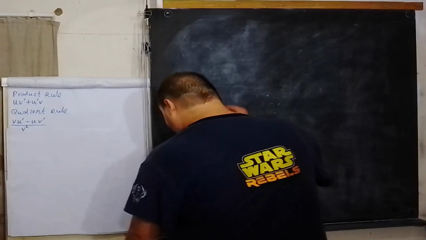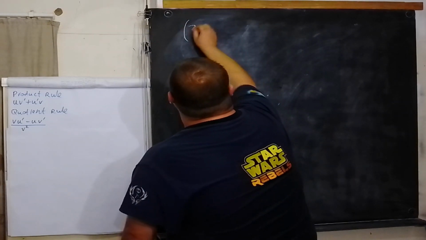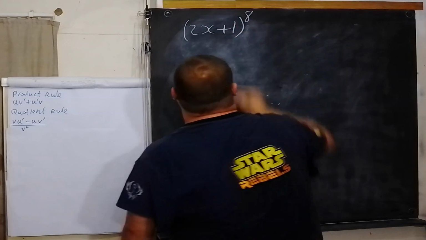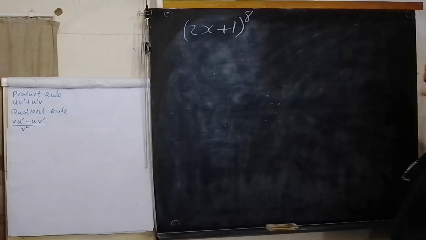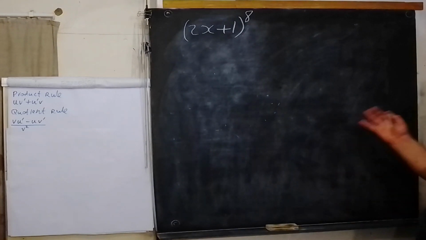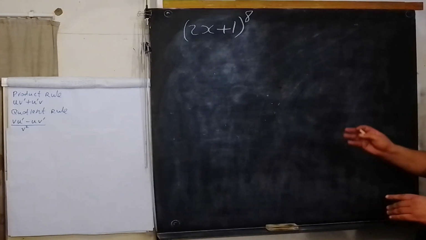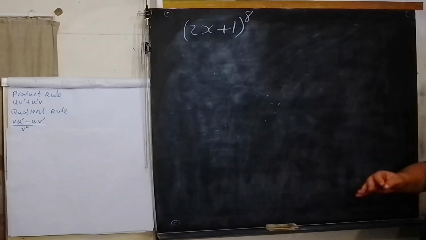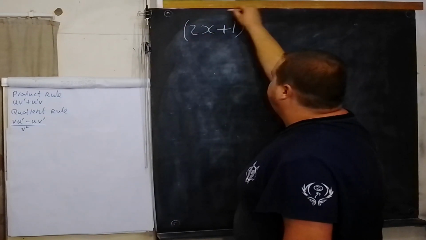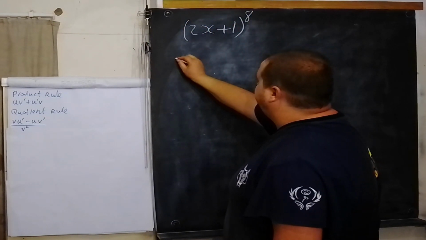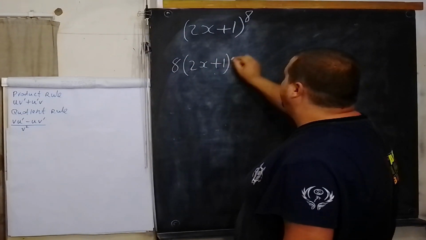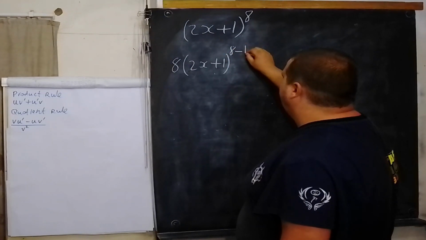Okay, our first sum is (2x + 1) to the power 8. The first thing we have to do, like I said, is the outer inner rule. So let's work out the first derivative, which is on the outside. So 8 multiplies to the front. So 8 times (2x + 1), and then it's 8 minus 1.